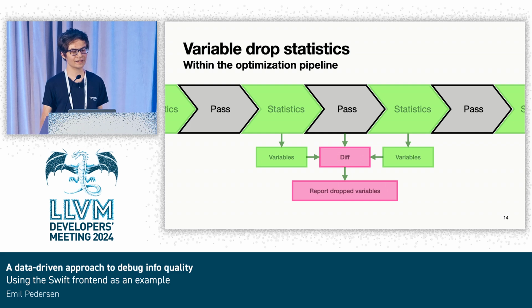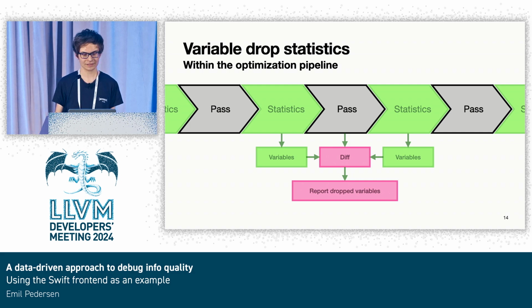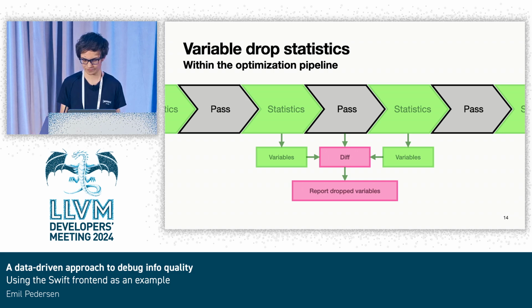When statistics are gathered, we will get a list of variables defined within each function. Then, for each pass, we compare the before and after, and if there is a difference, that means a variable was dropped by the pass, and we report it. If a variable was added by a pass, which happens when inlining code, that's normal. But once a variable was added, another later pass shouldn't remove it again.